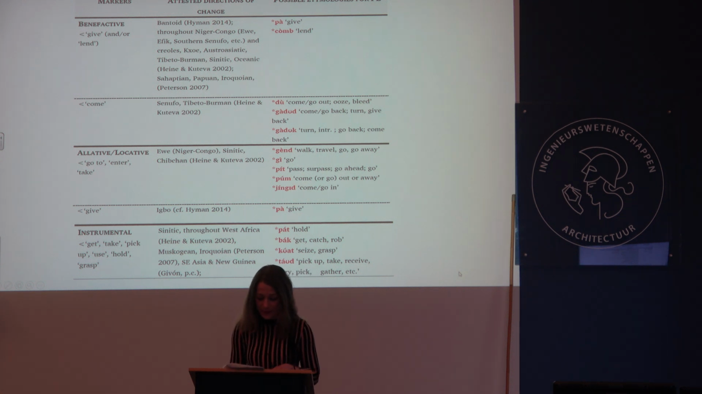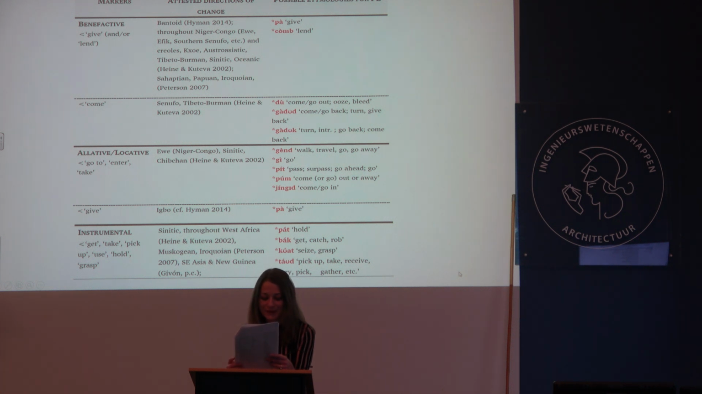So we know that, for example, benefactive markers can come from verbs like give or come. So in the second column, I put some attested directions of change where languages have been reported where a given verb like give evolves into a benefactive marker, or a verb like come becomes a benefactive marker. And in the third column, I put possible etymologies for Proto-Bantu, but to me, none of those look really good.